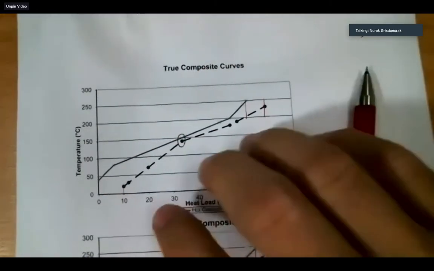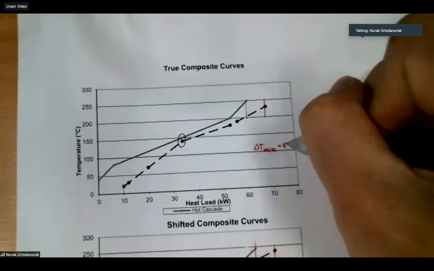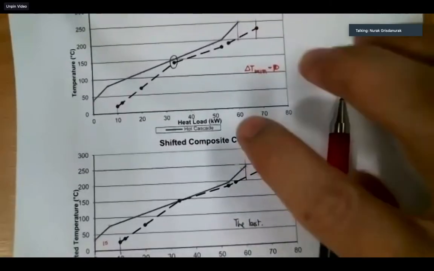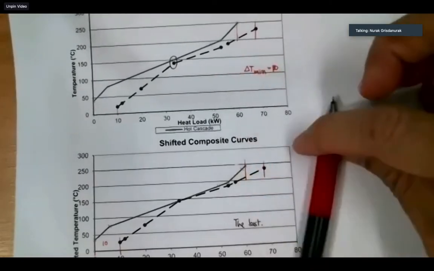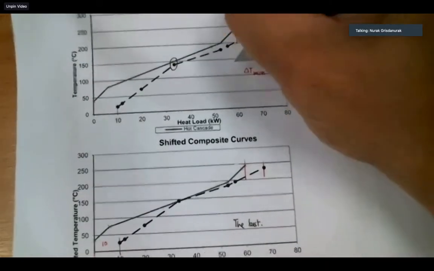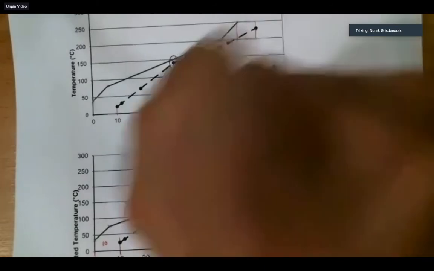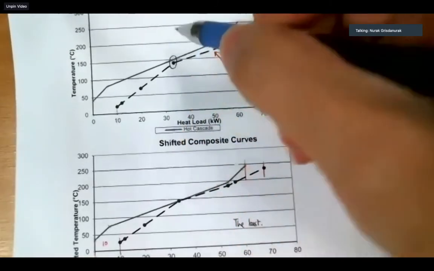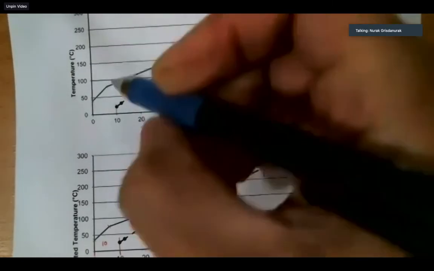This is under delta T min equal to 10. So if your delta T min is 20, what happens? If the delta T min is equal to 20, the graph will be like this, lower. This point is where the difference of temperature is 10 degrees Celsius. Now, if you go down to this point, what happens?